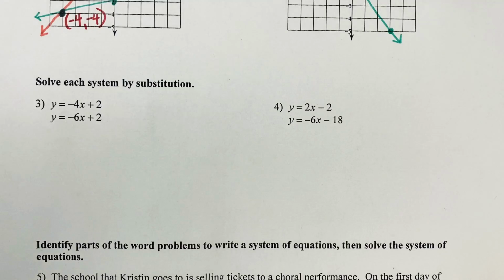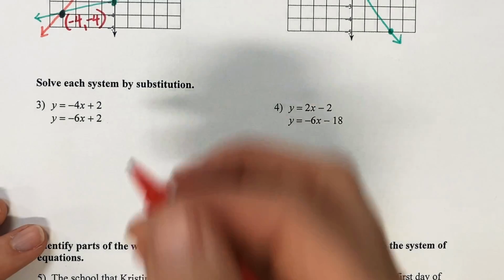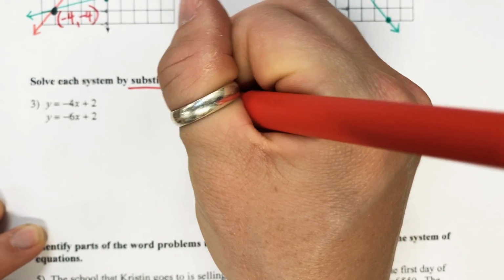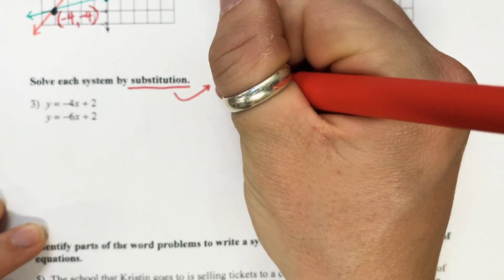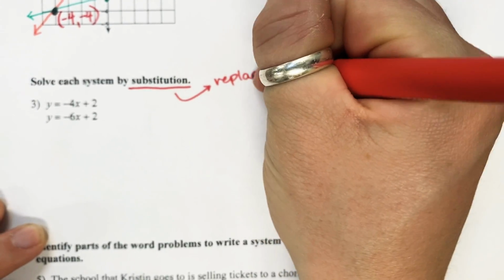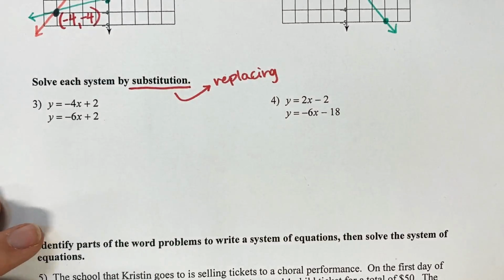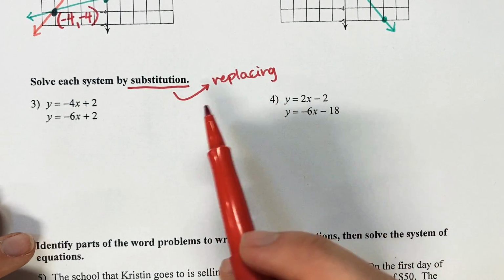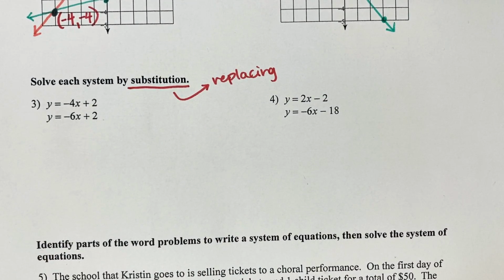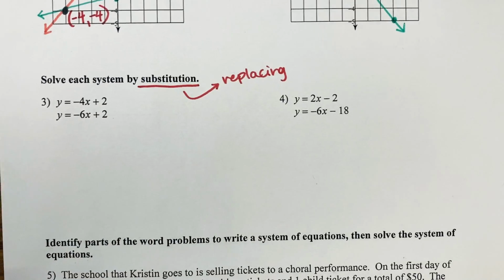Okay, so we talked about solving systems by substitution. Okay, and think of when I have a substitute, somebody is replacing me. So when solving by substitution, we're thinking we're replacing something. Okay, so let's look at number 3.